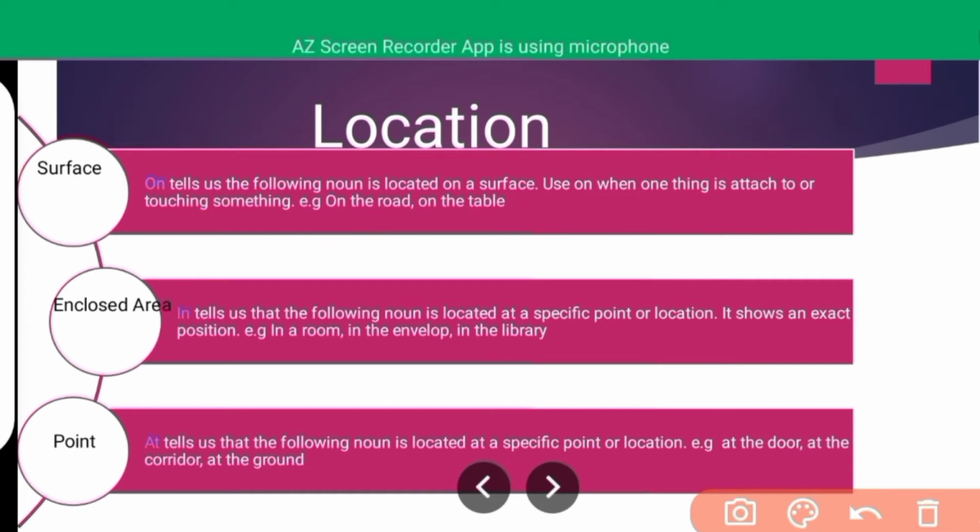नेक्स्ट इज प्रपोजिशन ऑफ लोकेशन. जो नेक्स्ट है वो है इन. In tells us that the following noun is located at a specific point or location, or we can say enclosed area. Enclosed area means बंद जगह. अगर कोई noun किसी बंद जगह में, किसी enclosed area में हो, उसको हम एक्सप्लेन कर रहे हो इन द सेंटेंस, तो हम जो preposition यूज़ करेंगे वो है in. It shows an exact position. For example, in a room, in the envelope, in the library.